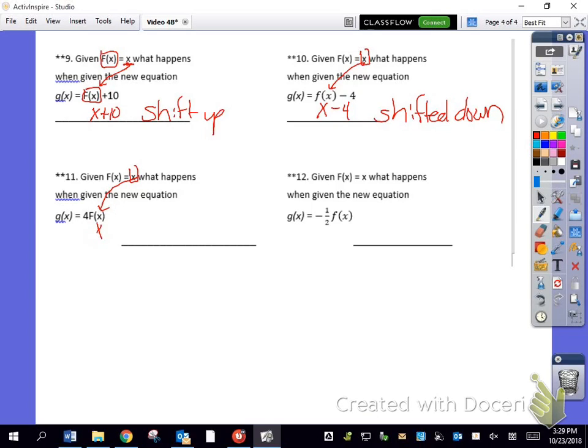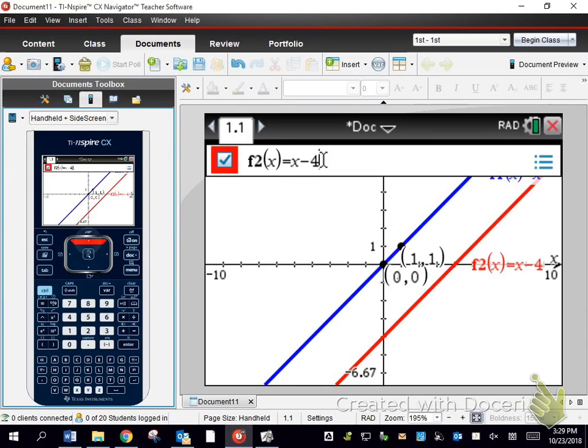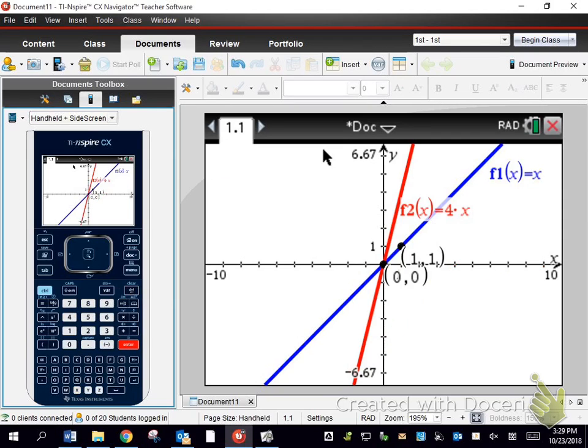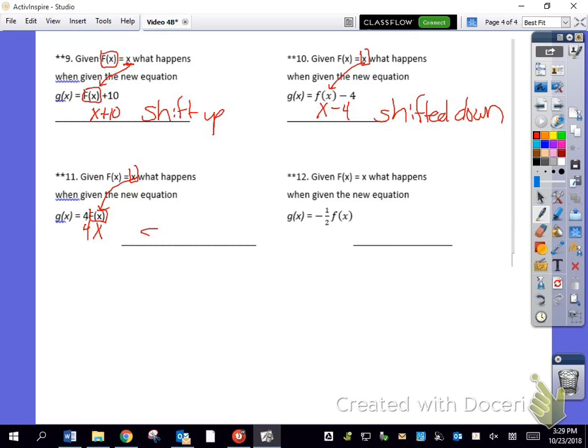Okay, the next one, you got f of x equals x, so I'm going to put that here. F of x becomes x, and I bring down the 4, so 4x. So tab, up, delete, put 4x, enter. Okay, it is steeper because it's above the blue line. Remember, if it's above, and they shared the same y-axis.